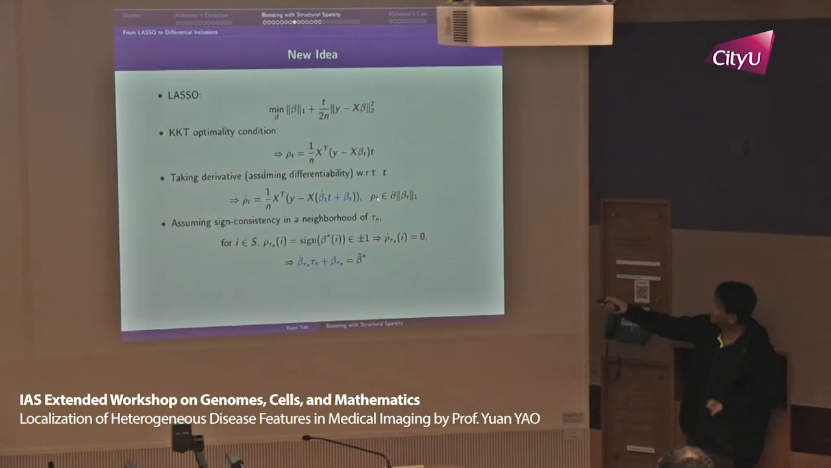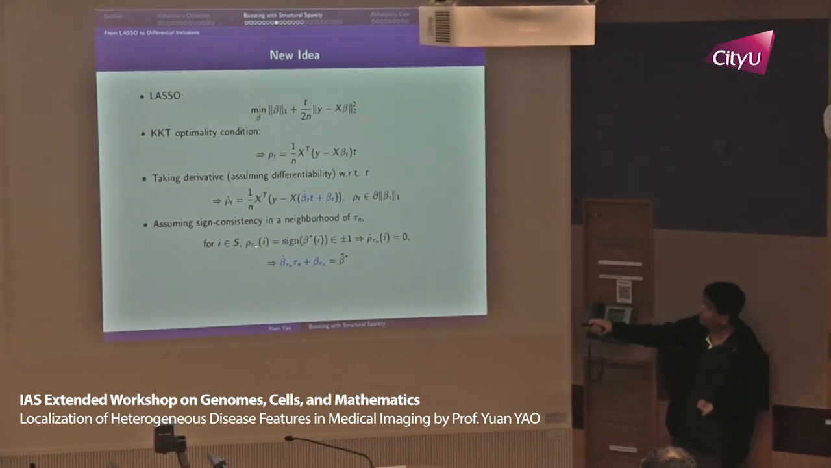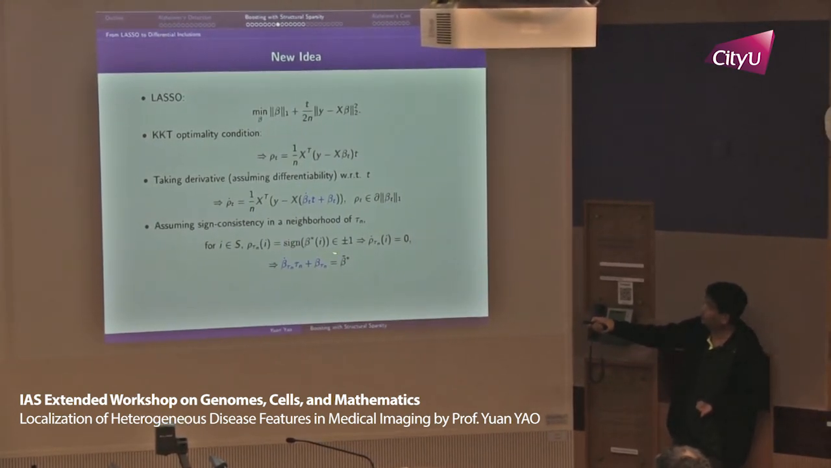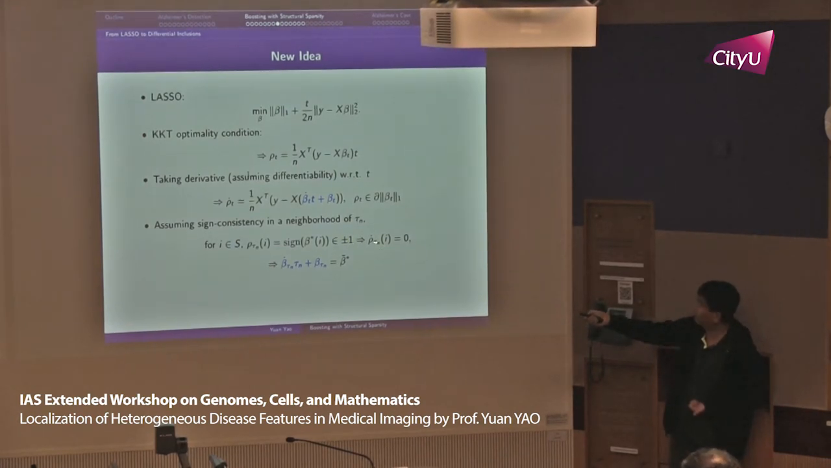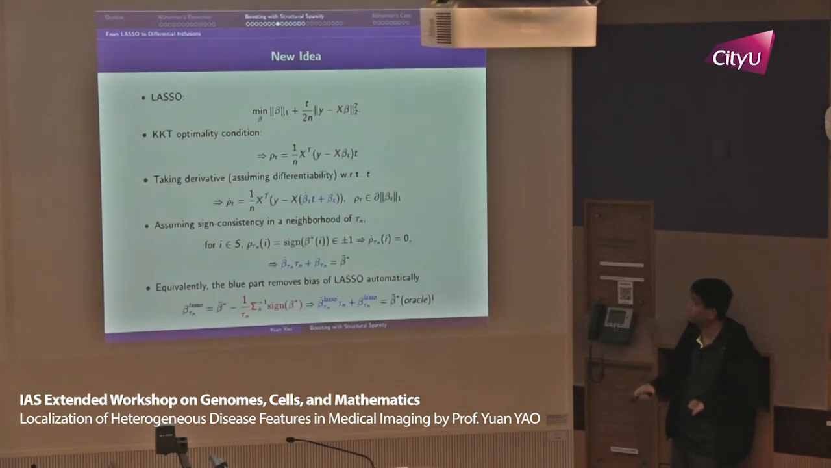Because this is a subgradient, that means rho t at those elements must be either constant plus or minus one. Then if you take the derivative, that equals zero, and on the left-hand side, that equals zero. Then the blue part exactly solves the oracle estimator. Then this calculus tells you that essentially you can remove the bias just using this derivative trick.